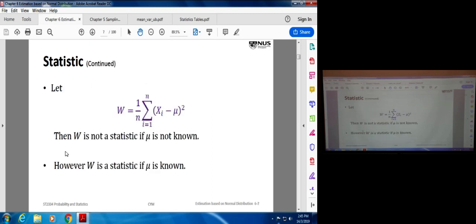An example of something which is not a statistic is the estimator, the function w, which is 1 over n, the sum i is 1 to n of xi minus mu squared, which looks a lot like the variance. But if I don't know mu, then it's not a statistic, because I don't know the value of it, even though I have all the data, even if I have a data set of size n. But if you know mu, of course it is a statistic.